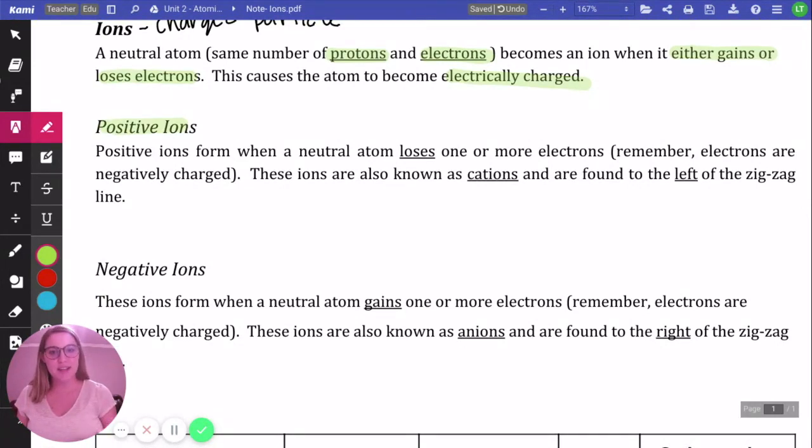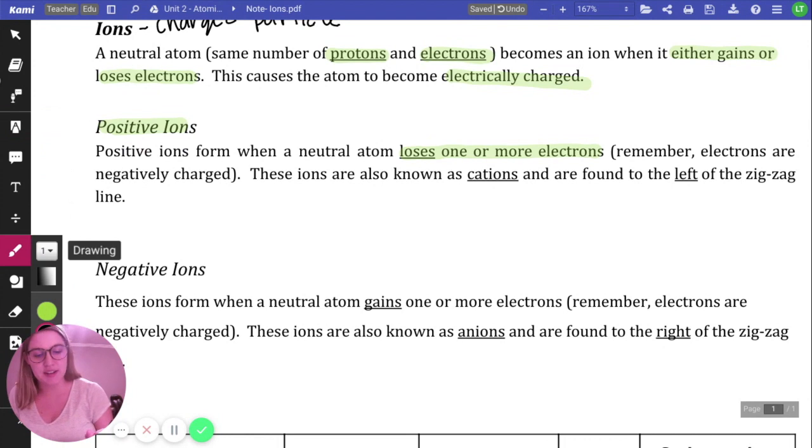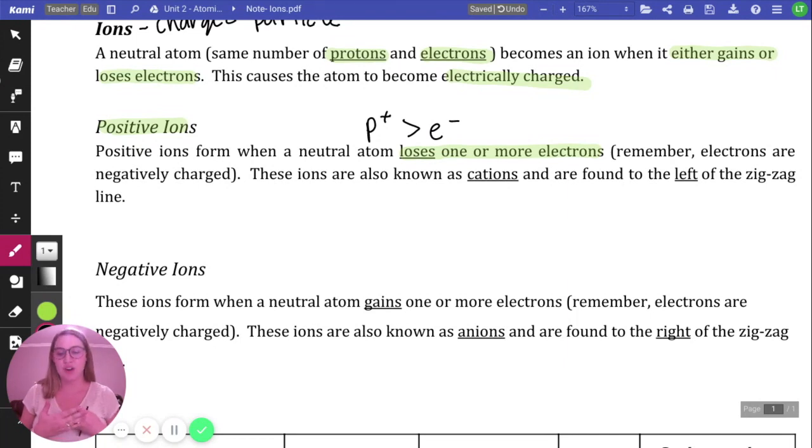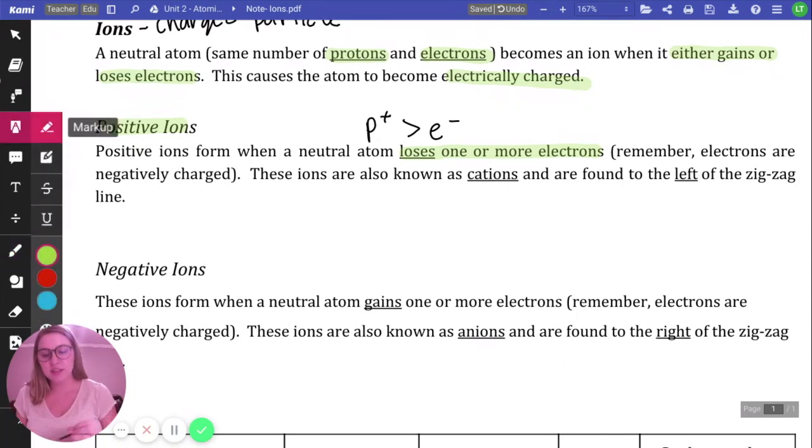Positive ions happen when a neutral atom loses one or more electrons. Remember, electrons are negative. So when we lose those electrons, we have more protons than electrons, which causes it to have that positive charge. These are known as cations, and they're typically found to the left of the zigzag line.